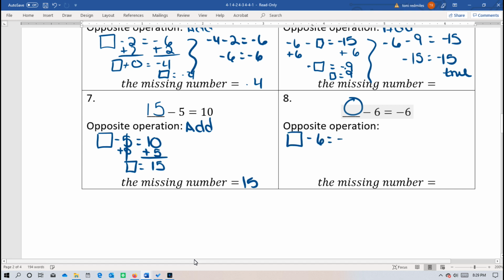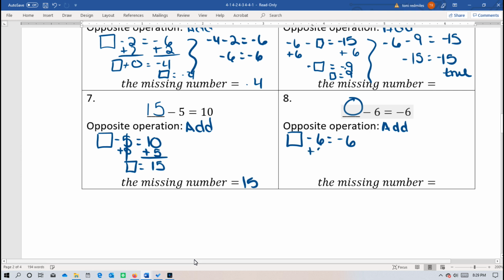This one was tricky, and you probably had a lot of trouble with it, and the reason is because it doesn't look right. I have -6 on both sides. If you have -6 on both sides, you've kind of balanced it already. It's already true. You don't need anything in the box to make it true. -6 does, in fact, equal -6. So you're done. It's already true.